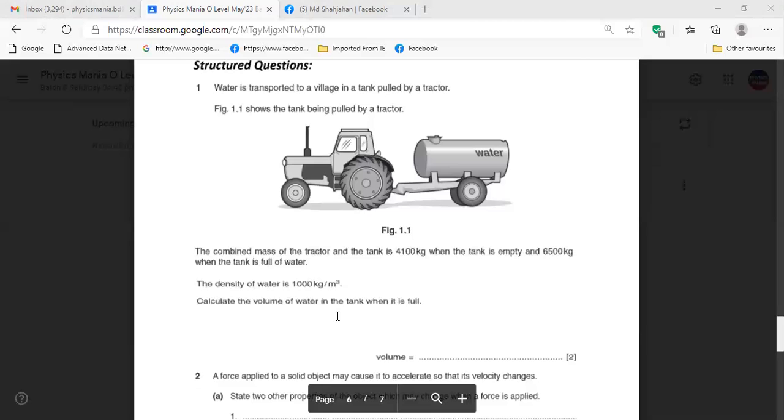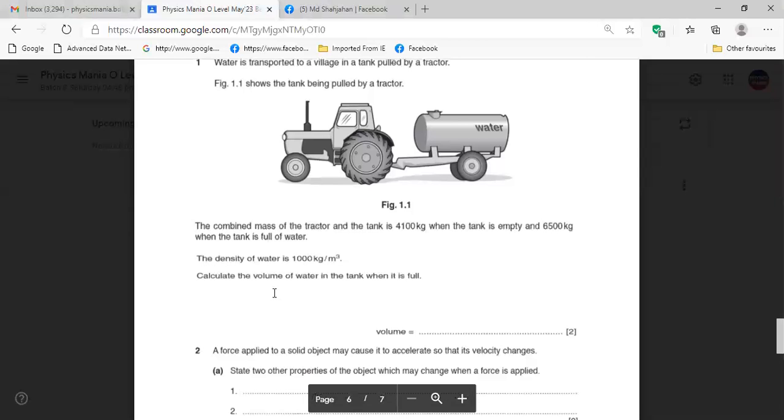Then you have to divide the mass by the density. Volume equals mass by density. Then it comes 2400 divided by 1000, right? Yes, 2.4. What is the unit? Meter cube. Okay. Then what is the next question?